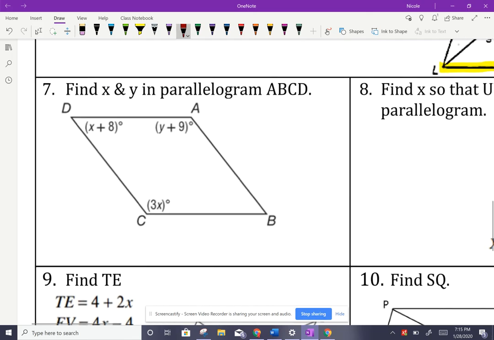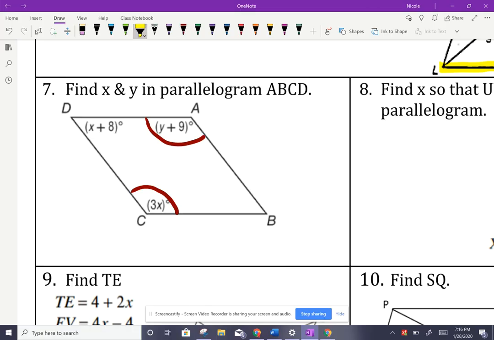All right, looking at number 7, we're going to find x and y. So we know a few things. Opposite angles are congruent. But one has an x and one has a y, so that's not going to help me first. I can't start there. I need to find something that has another variable that matches up with one of those.